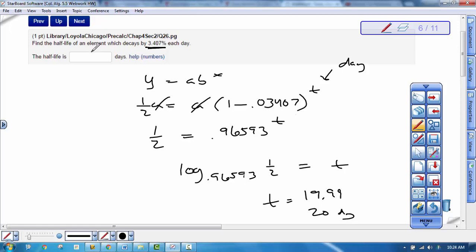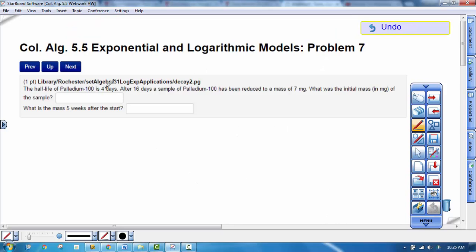Now it seems to work fine in here. Okay, the next problem says half-life of palladium 100 is 4 days. So we're using the same equation, y equals a b to the x.